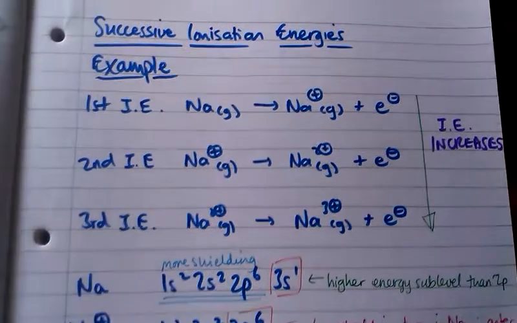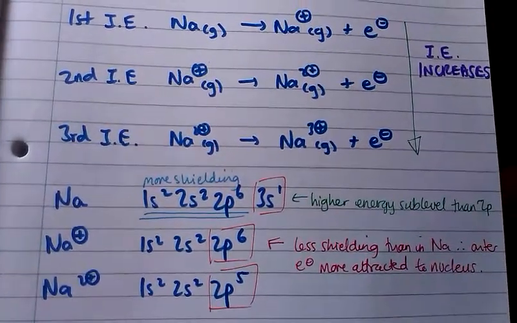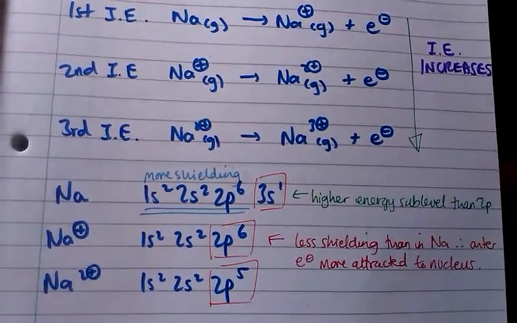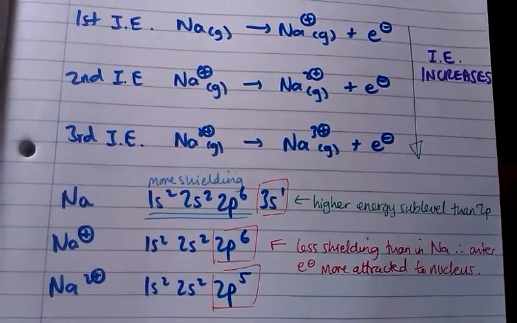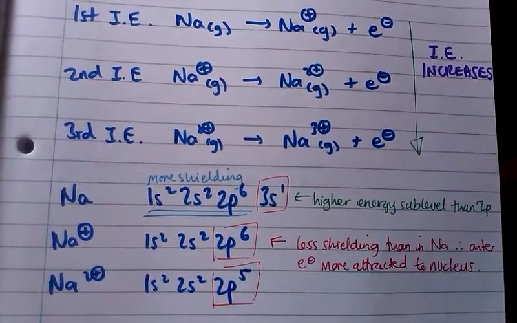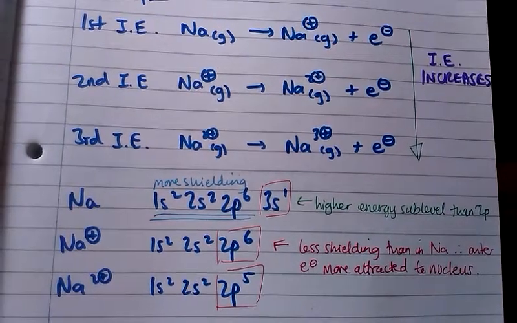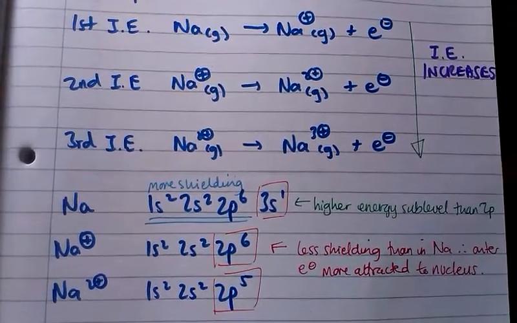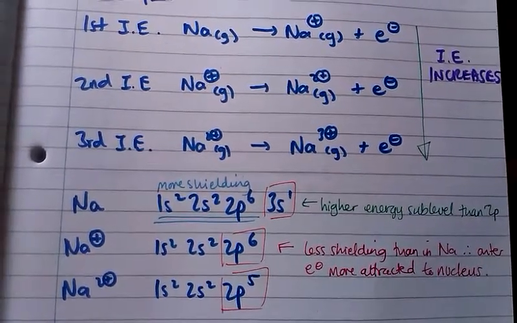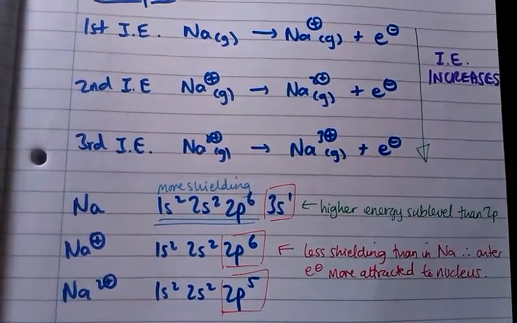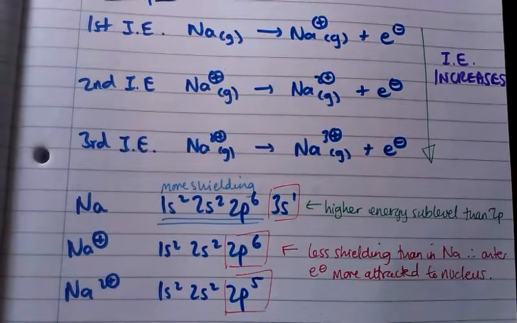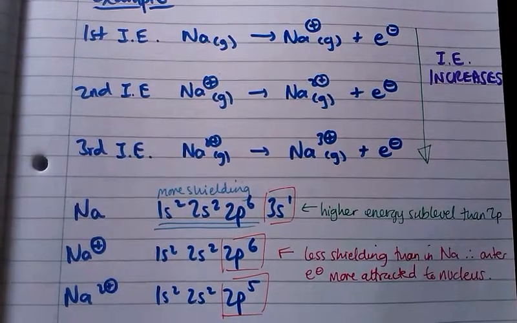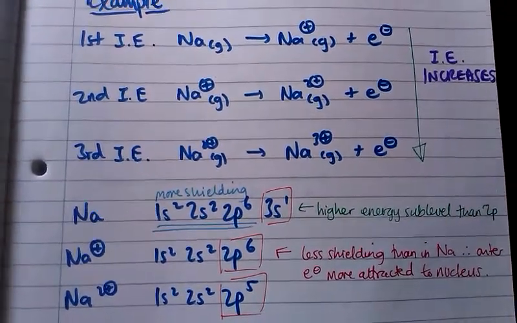The reason for that is, if we write out the electronic configurations for sodium, sodium plus and sodium 2 plus, we see that for sodium the outermost electron is in a higher energy sublevel than in sodium plus or sodium 2 plus, and so that's more shielded from the nucleus and is easier to remove, whereas the outer electrons in sodium plus and sodium 2 plus have less shielding, and so they're more strongly attracted to the nucleus, and therefore more energy is needed to remove those.